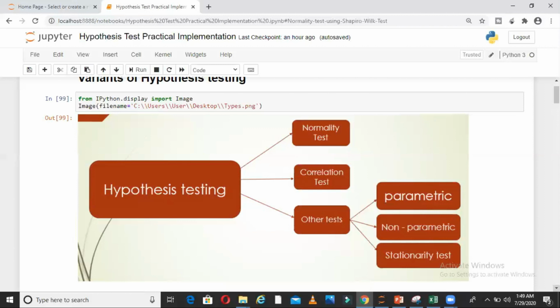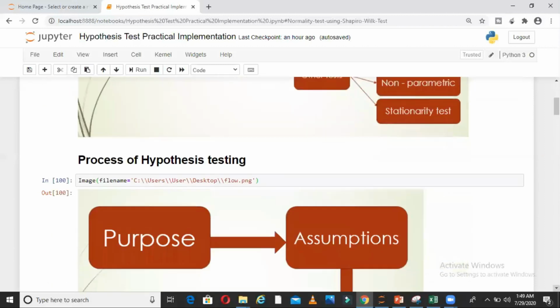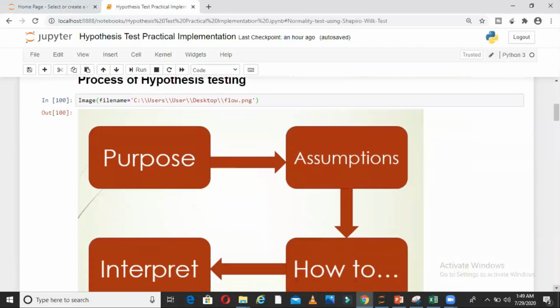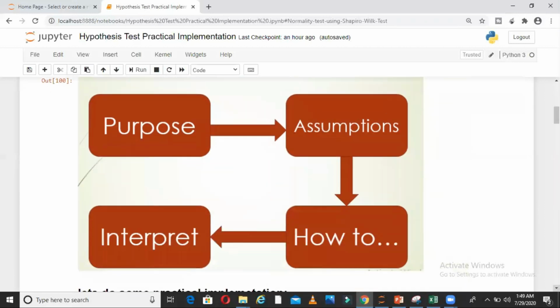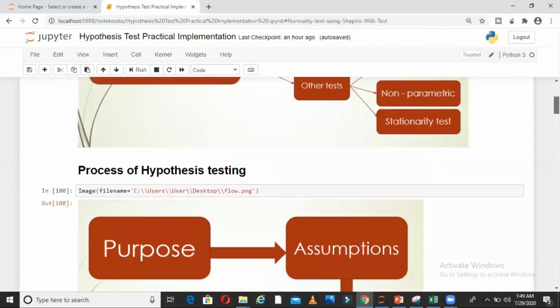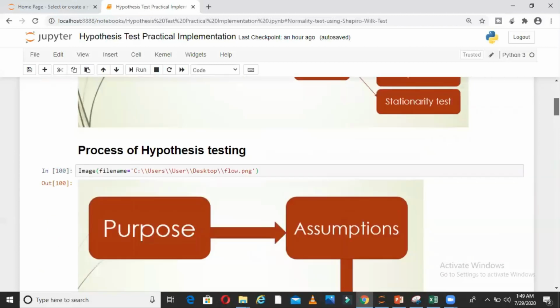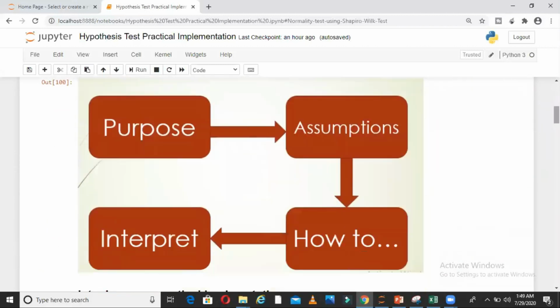Now the theory behind hypothesis testing is we take the data, we build a null hypothesis, we run some test on the data, and we either accept or reject the null hypothesis. But to keep it very simple, these are the 4 steps in hypothesis testing. What is the purpose of testing? We have seen various areas of hypothesis testing: normality test, correlation test, stationarity test. So what is the purpose of your test?